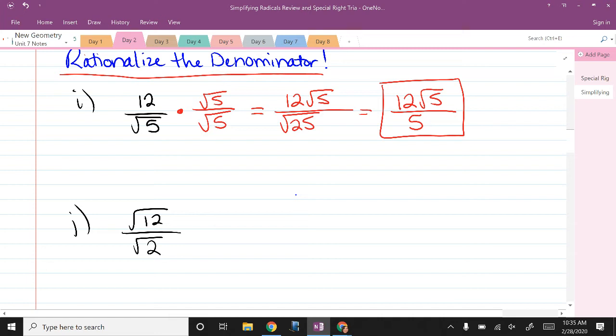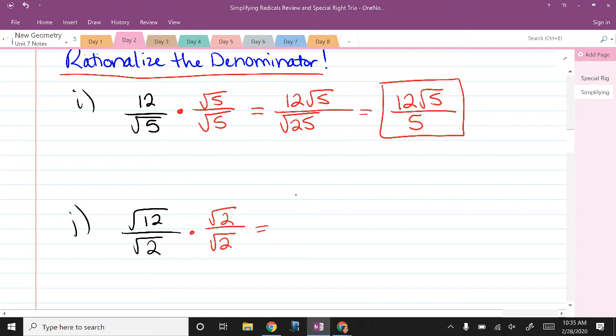So, radical 12 over radical 2. Now, radical 12 will simplify as a radical, but since I'm going to have to rationalize the denominator anyway, I'm going to wait and simplify that in a minute, okay? Because I'm going to have to simplify extra after I multiply probably, so I'm just going to go ahead and multiply by radical 2 over radical 2. Denominator over itself.